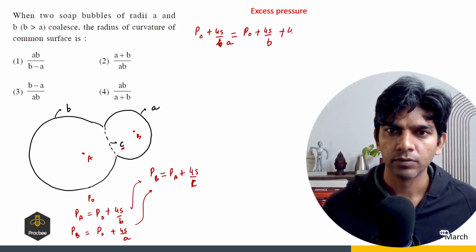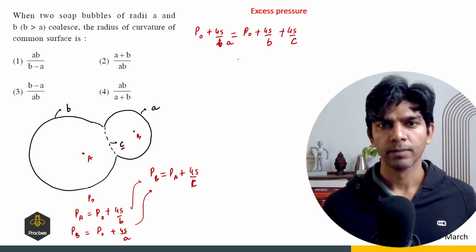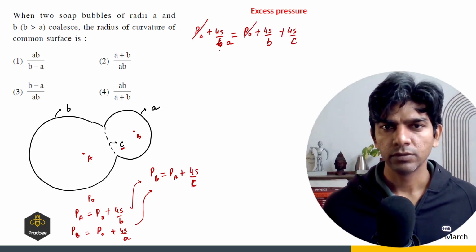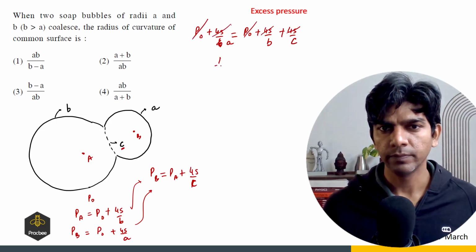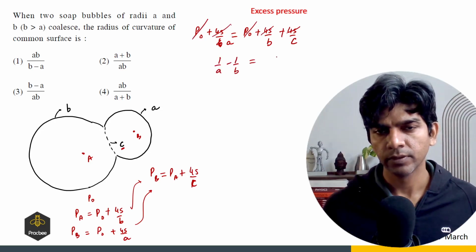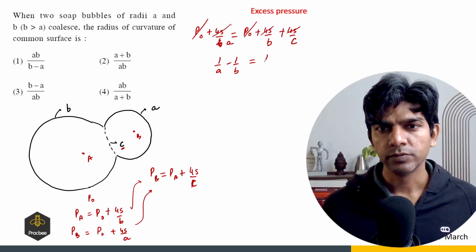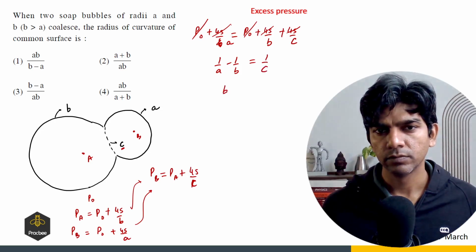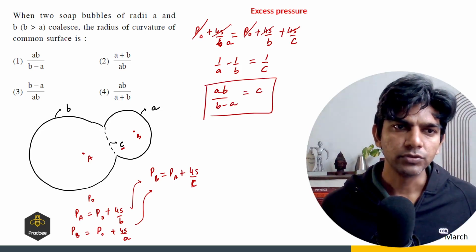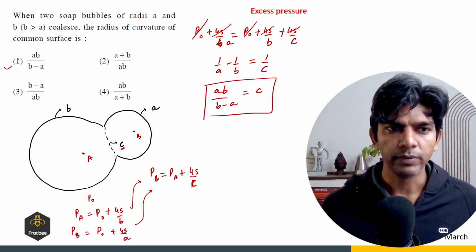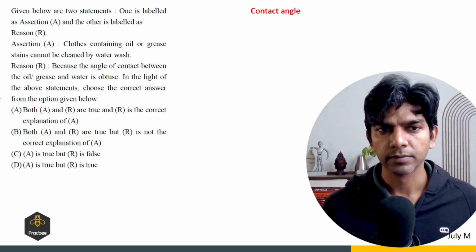plus 4s by C. So P naught will get cancelled out, 4s will get cancelled out, so 1 by A minus 1 by B is equal to 1 by C. So from this, AB upon B minus A will be the radius of curvature of the common surface. So option 1 is the right answer.